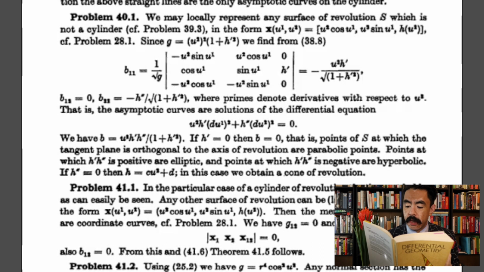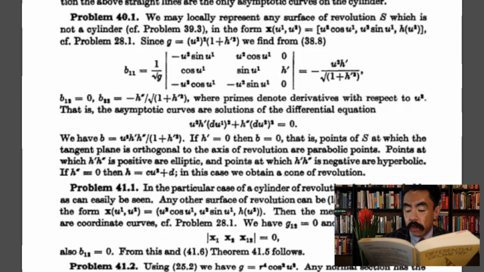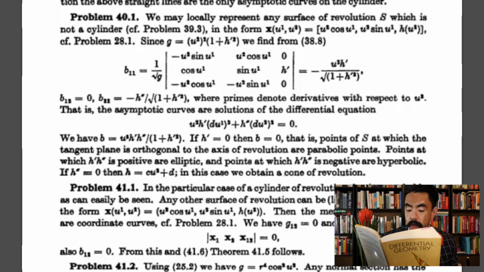We may locally represent any surface of revolution S, which is not a cylinder (refer back to problem 39.3), in the form of a vector x in terms of u1 and u2, which is equal to, entry-wise, u2 cos u1, u2 sin u1, h(u2). Refer back to problem 28.1.